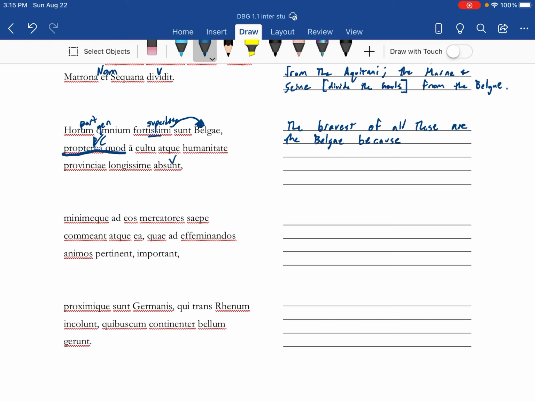And then we got our verb right there. And this is a superlative adverb. They are very far away from the civilization and culture of our province.